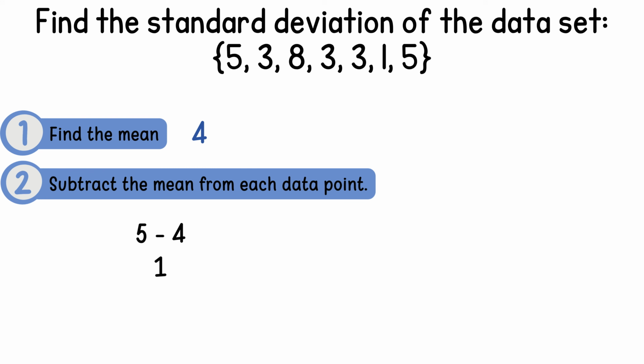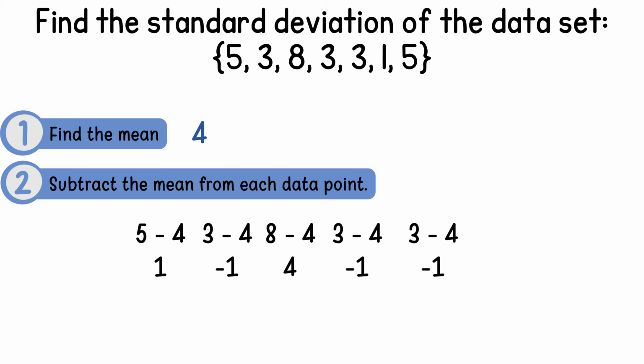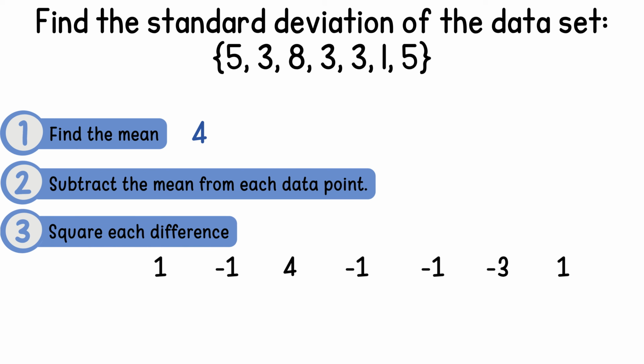We'll start with 5 minus 4, giving us 1, and then 3 minus 4, giving us negative 1. 8 minus 4 gives us 4. 3 minus 4 gives us negative 1. And we'll repeat this with the next 3. 1 minus 4 gives us negative 3. And 5 minus 4 will give us positive 1. Now we're going to square each of these differences so we can remove any negatives.